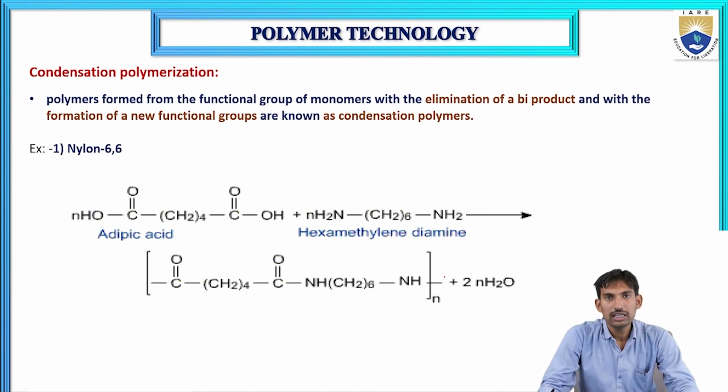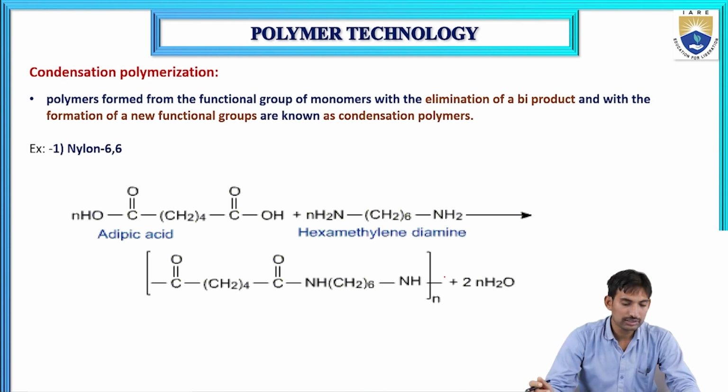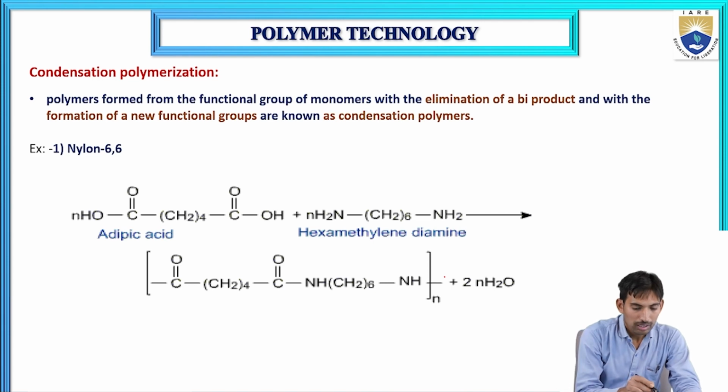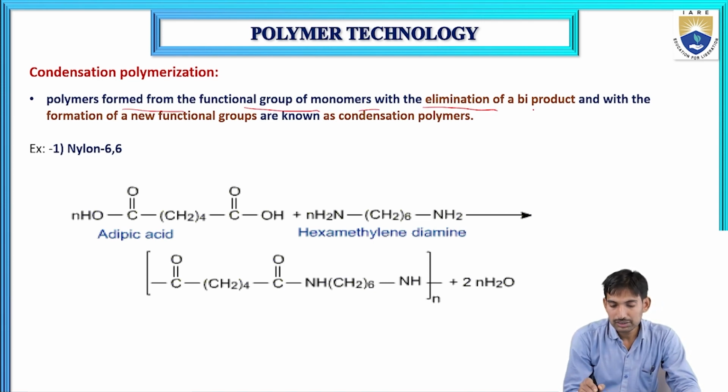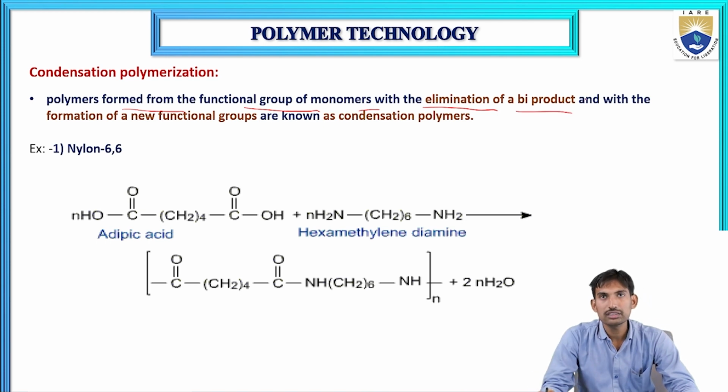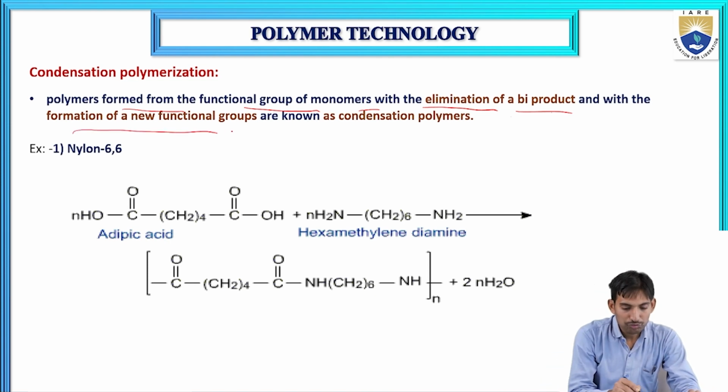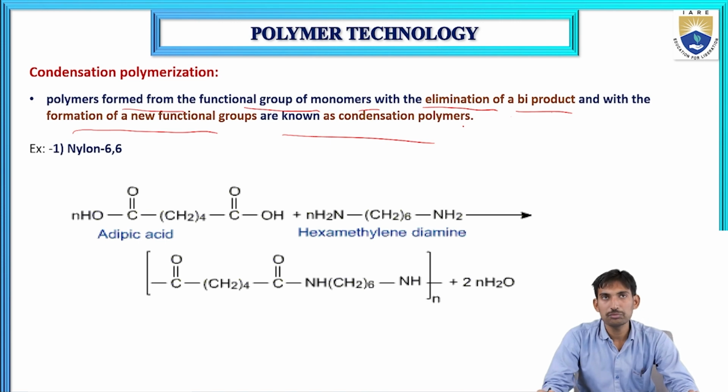Then the second one is condensation polymerization. What is condensation polymerization? Polymers formed from the functional groups of monomers with the elimination of a byproduct. In addition polymerization, there is no loss of atoms or groups, but in condensation polymers, there is an elimination of byproduct, with the formation of new functional groups.